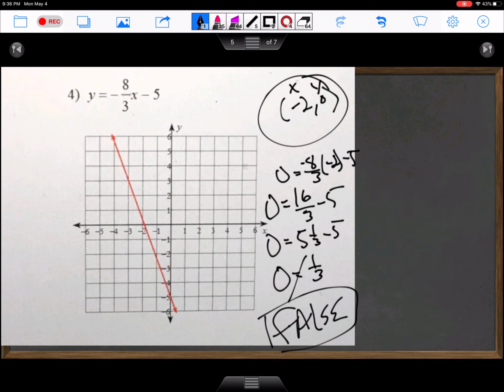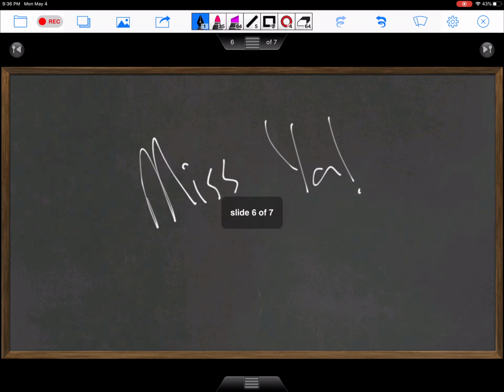And let's go check the ordered pair -2, 0. Oh, that is really close. Look at that. Close, but it's not it. So that is not a solution to the function.